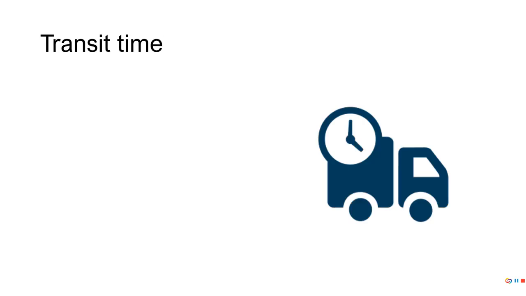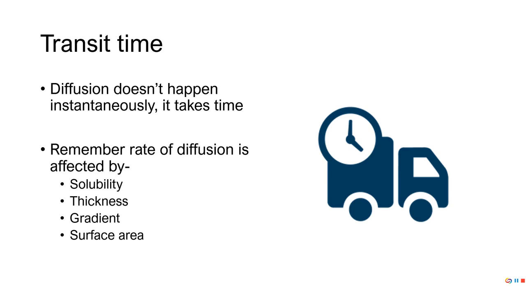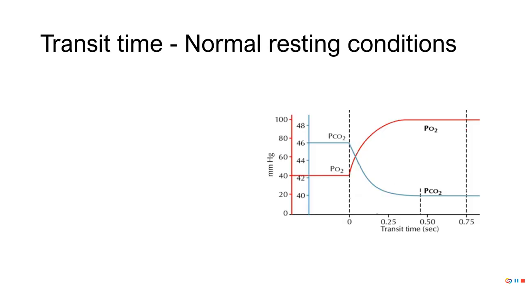So to start off, we need to know what transit time is and diffusion time. Now, diffusion doesn't happen instantly. It takes time. It might not take a lot of time, but it does take time. And as we talked about last week, diffusion is affected by a number of things: solubility, which is dependent on the gas itself, the thickness or distance that the gas has to travel, the gradient, and the surface area. Now, transit time is how long it takes a blood cell to travel through the pulmonary capillary.